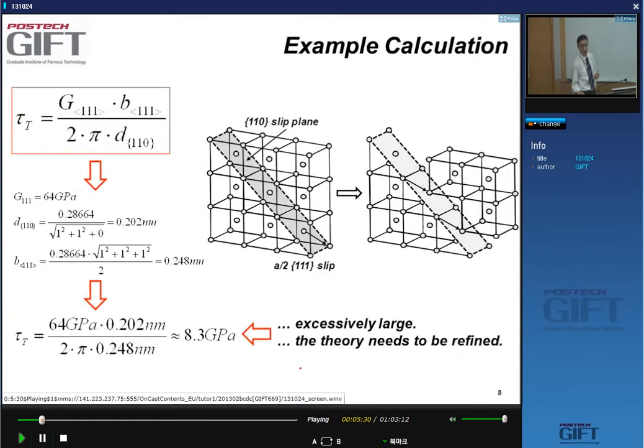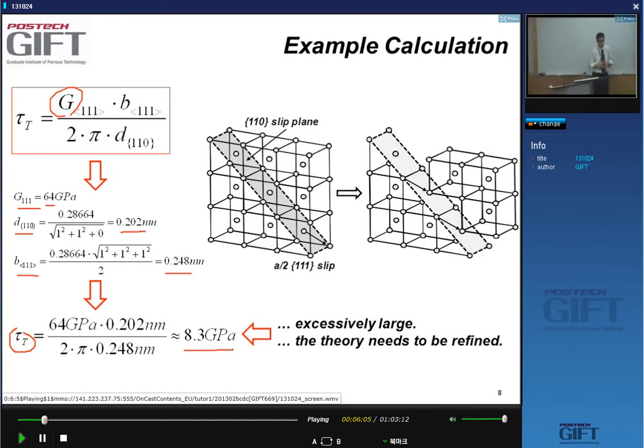Let's just plug in some typical data points here, right? So we know what the shear modulus is for alpha iron. We use 64 here. We know what the interplanar spacing is, 0.2 nanometers, and we know what the Burgers vector is, 0.248 nanometers. So we plug this in, and we find 8.3 gigapascal. It's a large value.